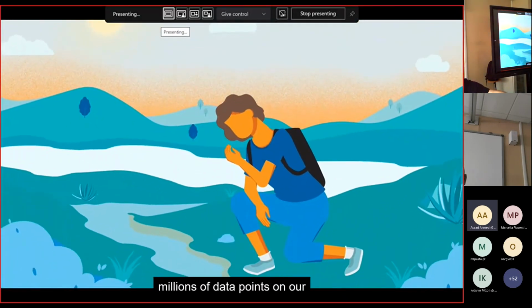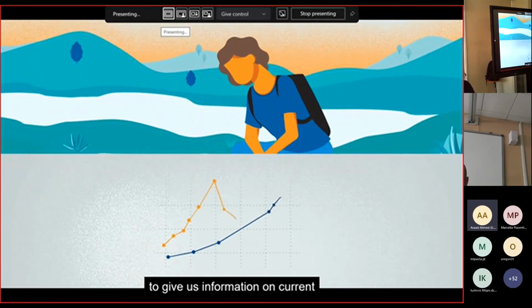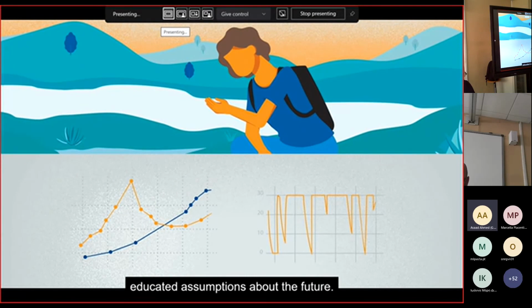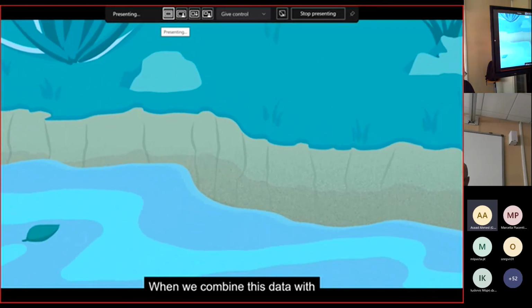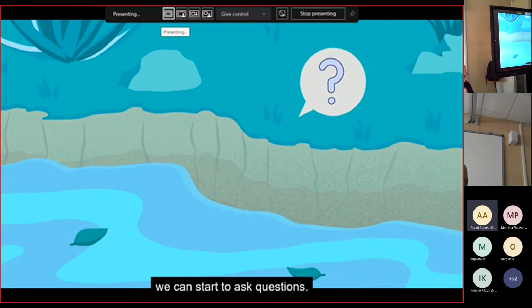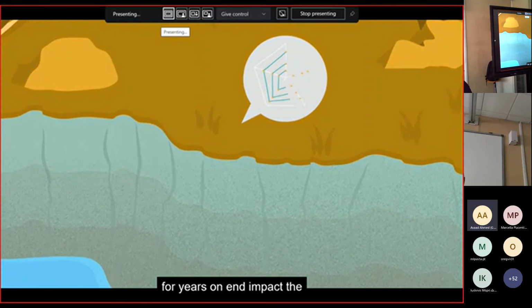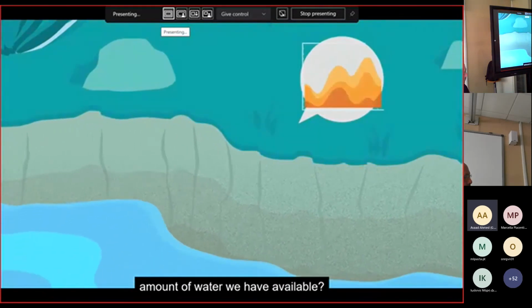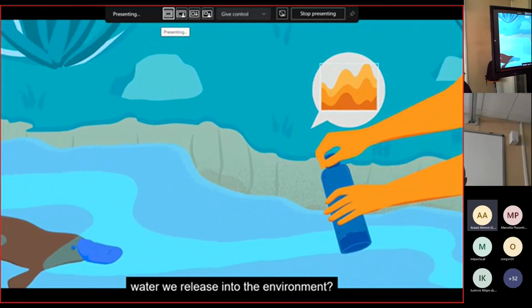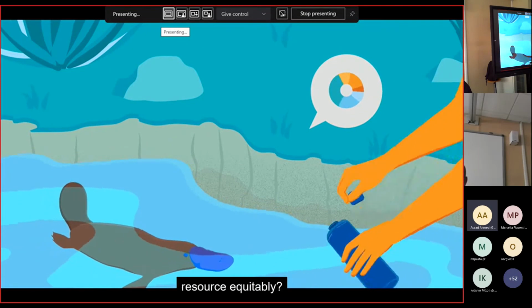Victoria gathers millions upon millions of data points on our waterways and catchments each year to give us information on current and past conditions so we can make educated assumptions about the future. When we combine this data with our broader understanding of changes to the environment, we can start to ask questions. How will hot and dry conditions for years on end impact the amount of water we have available? Will the health of our waterways improve if we increase the amount of water we release into the environment? How will we share this finite resource equitably?